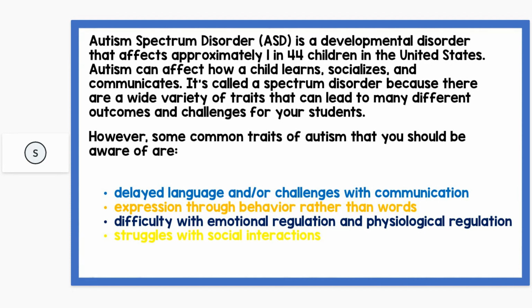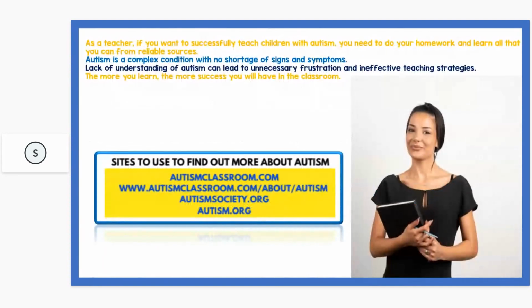The first is delayed language or challenges with communication, expressing with behavior rather than words. You probably see that with your students. Then difficulty regulating emotion and physiological regulation, and struggling with social interactions. Has anybody seen that in their students so far? Okay, yeah.